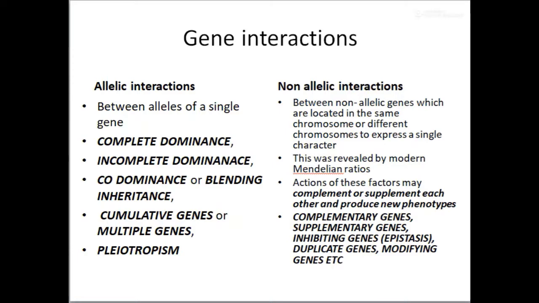And we can find that the non-allelic interactions can include various factors which will either complement or supplement each other, and they will produce a new phenotype. Based upon this, different categories of genes have evolved, like complementary genes, supplementary genes, inhibiting genes, duplicating genes, as well as modifying genes, etc. So we can usually categorize the non-allelic interaction-based genes into various forms. Now we're going to talk about these genes in detail and what the different categories of them are. So let's explore.